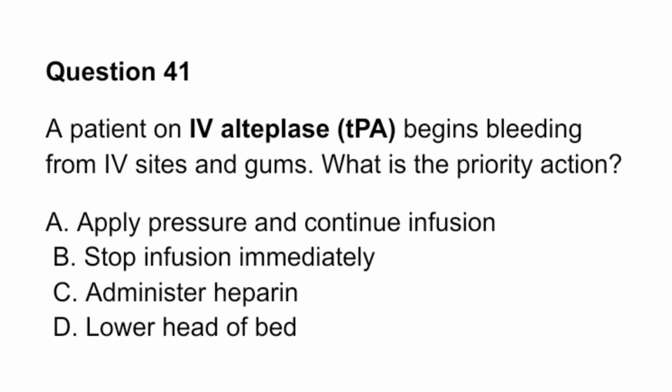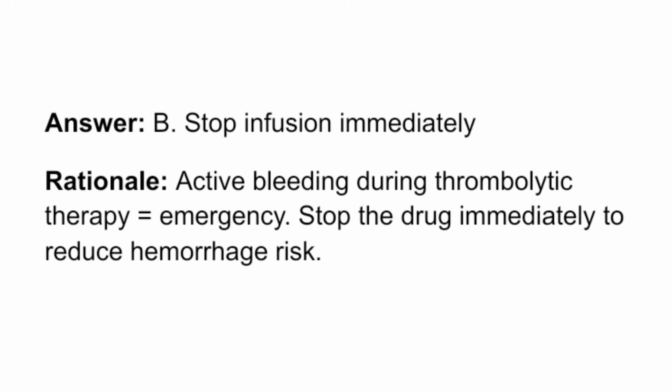Question 41. A patient on IV alteplase (TPA) begins bleeding from IV sites and gums. What is the priority action? A. Apply pressure and continue infusion. B. Stop infusion immediately. C. Administer heparin. D. Lower head of bed. Answer. B. Stop infusion immediately. Rationale: active bleeding during thrombolytic therapy is an emergency. Stop the drug immediately to reduce hemorrhage risk.